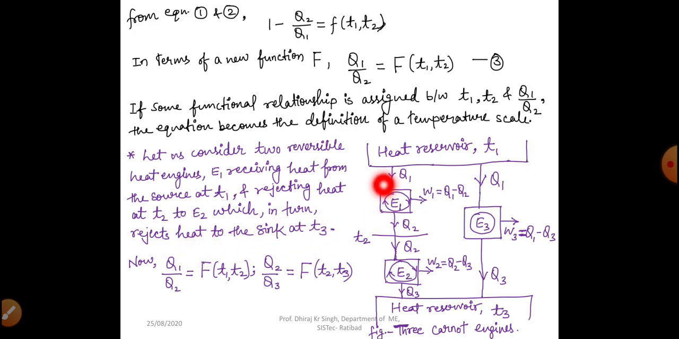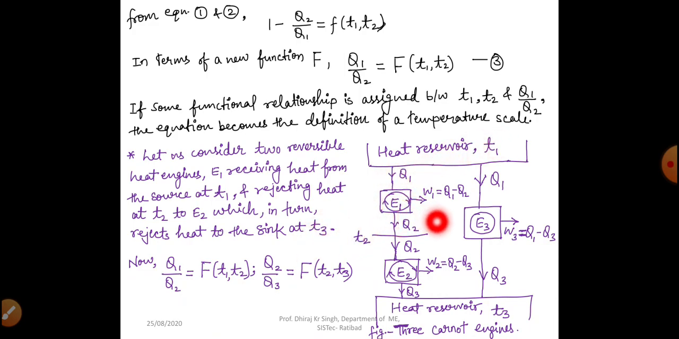Now we can write Q1 by Q2 as a function of T1 and T2. This middle temperature is T2, right? Between E1 and E2, this is the temperature T2. So we can write the equation Q1 by Q2 is equal to a function of T1 and T2.